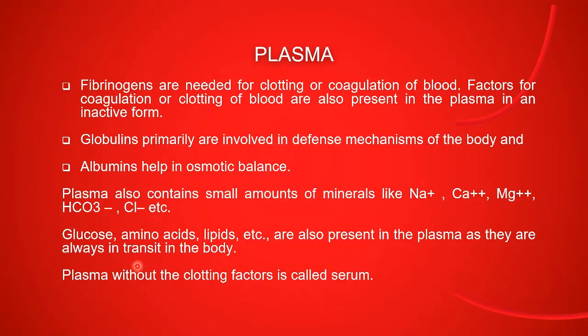Glucose, amino acids, lipids are also present in the plasma as they are always in transit in the body. That means they are always moving from one place to another as per the body requirement. Plasma without the clotting factor is known as serum.